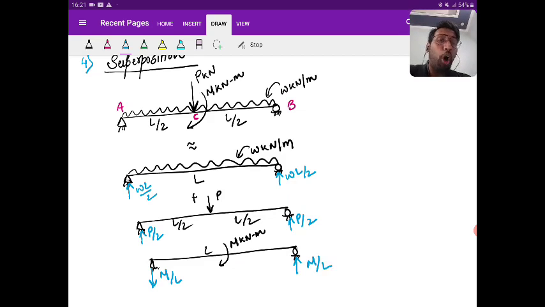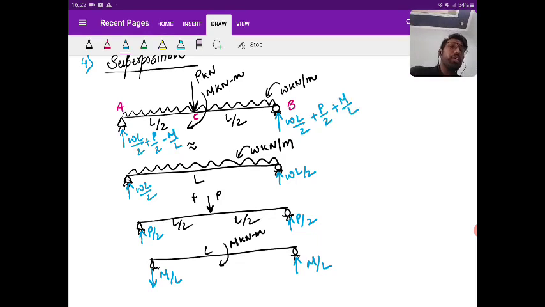So if I add up all, same direction, I add; opposite, I minus. So at A it is WL by 2 plus P by 2 minus M by L. And at B, what are you going to get? All are in the same direction, so it is WL by 2 plus P by 2 plus M by L. Is this point clear to all?